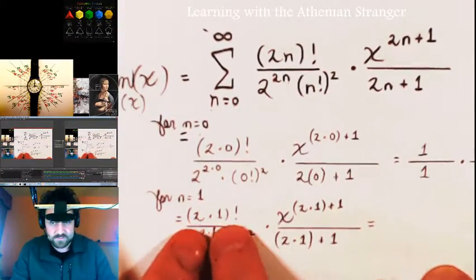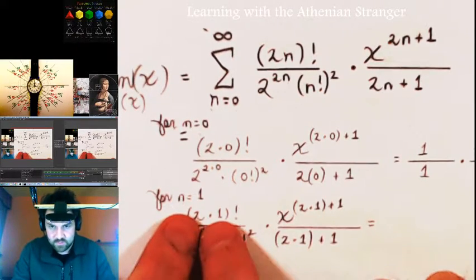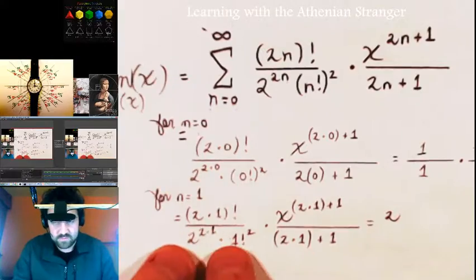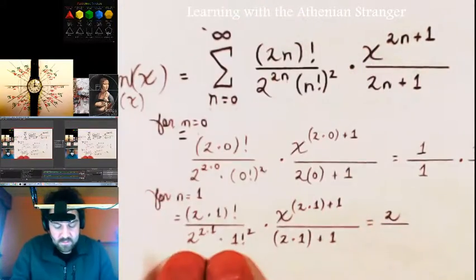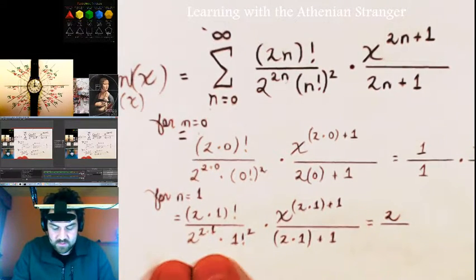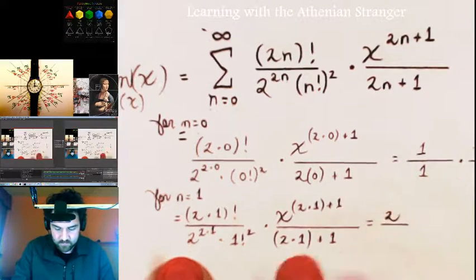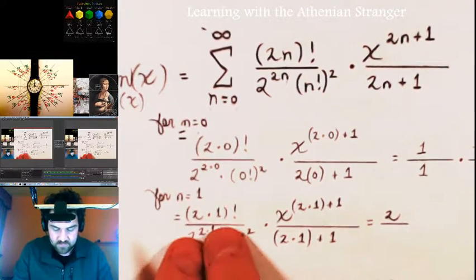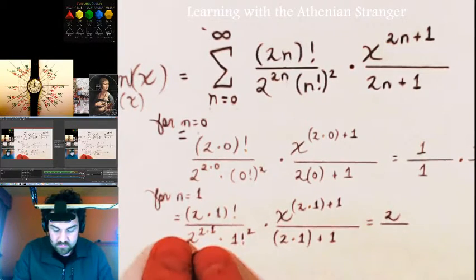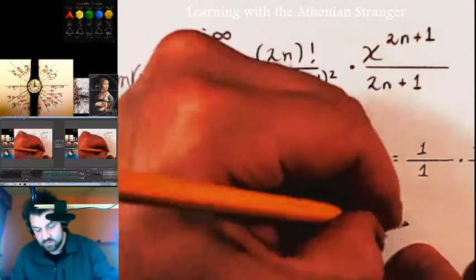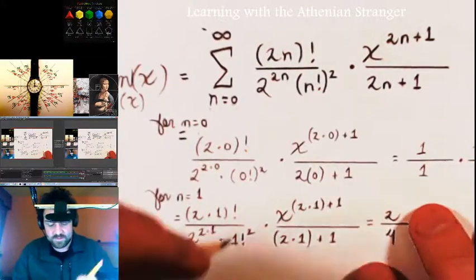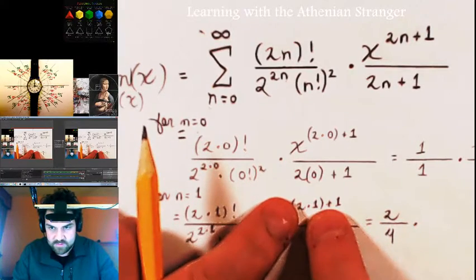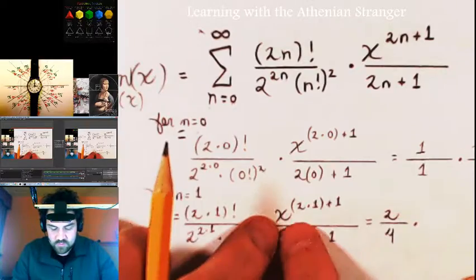All right, so let's multiply it out and simplify. What is 2 times 1? That's 2. 2 factorial, 2 times 1, is 2. So 2 factorial is 2. That's it. So that's our numerator for that part of the evaluation. Now, let's look at the denominator for that part. What is 2 raised to? Now, 2 times 1 is 2. That's the exponent. 2 raised to 2. That's 2 times 2, 4. Okay, let's look at 1 factorial. 1 factorial is 1. 1 squared is 1. 2 raised to the 2 times 1 squared, essentially, is 4 times 1 is 4. So we have 2 over 4. Okay, now multiply by this part. Times, now let's look at x raised to this. 2 times 1 is 2 plus 1 is 3. So x to the third.